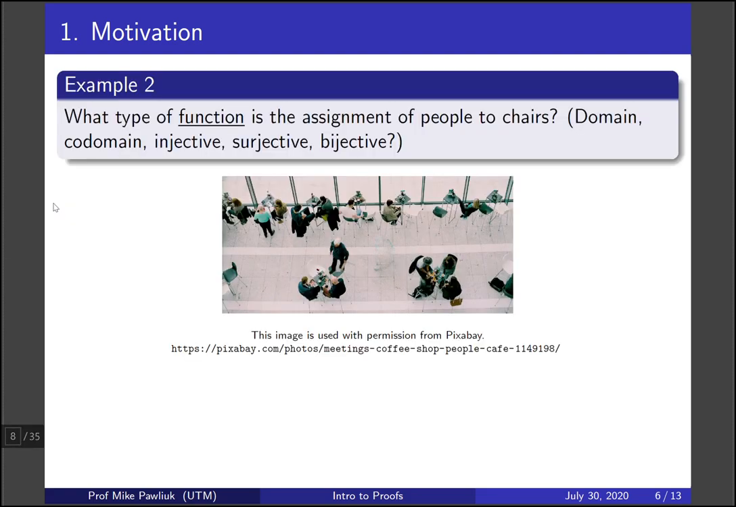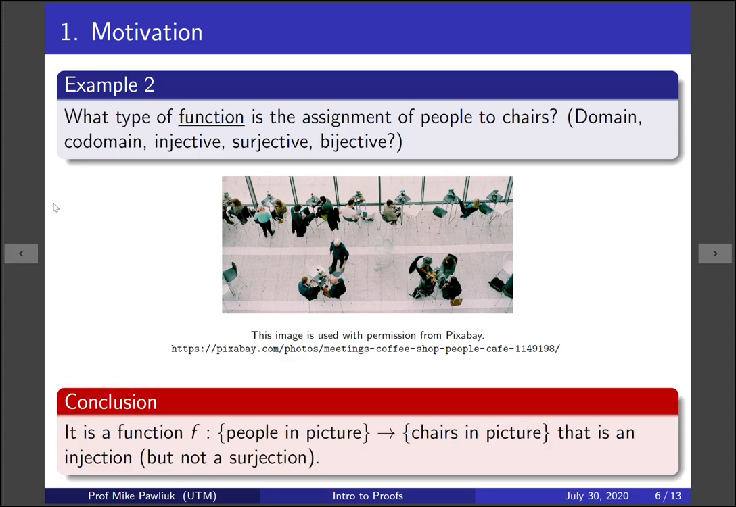So let's take a moment to think about what type of function is the assignment of people to chairs. So what's its domain, codomain? Is it injective, surjective, or bijective? Take a moment to think about that right now. In this case, it's a function from the set of people in the picture to the set of chairs in the picture. And it's an injection, but not a surjection. We can tell that it's an injection because there's no two people in the same chair.